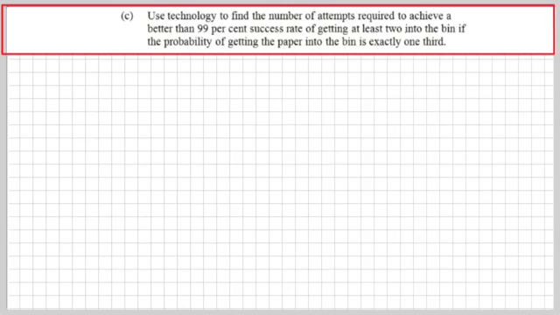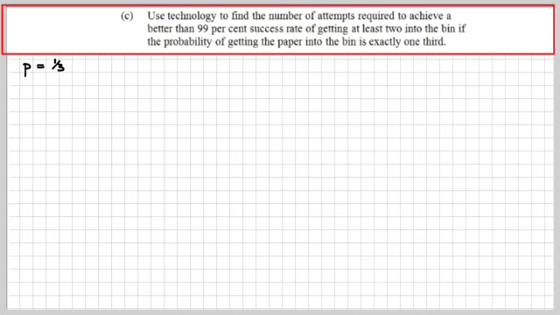Right, let's read this. Use technology, thank goodness, to find the number of attempts required to achieve a better than 99% success rate of getting at least 2 into the bin if the probability of getting the paper into the bin is exactly 1/3. Well, it's a similar sort of thing, isn't it? But except that we're looking at the number to get at least 2 into the bin, whereas before it was at least 1, wasn't it? So it's a little bit more complicated again.